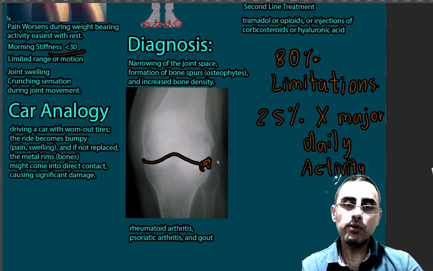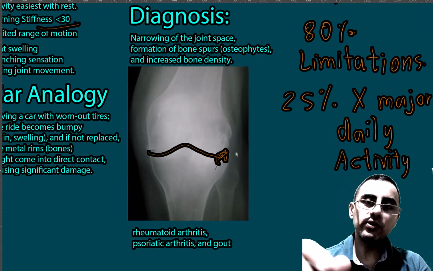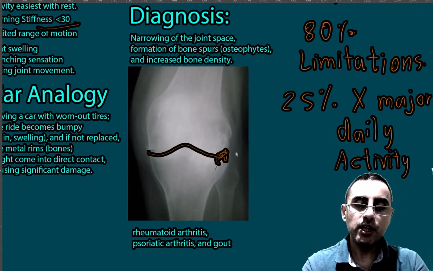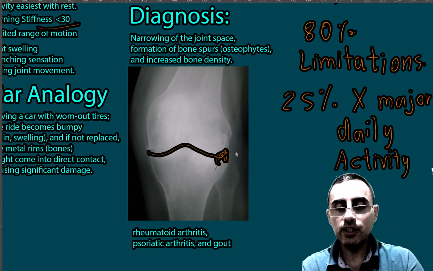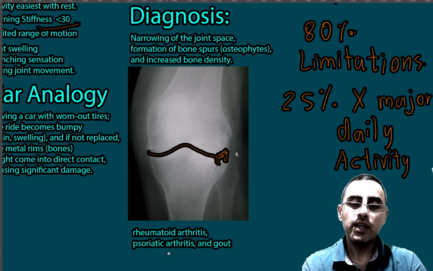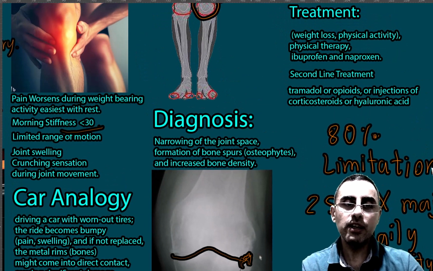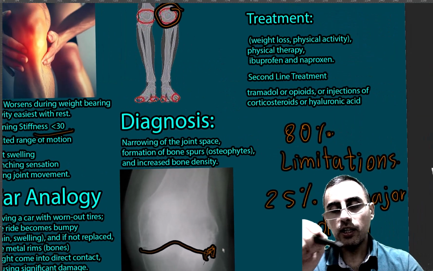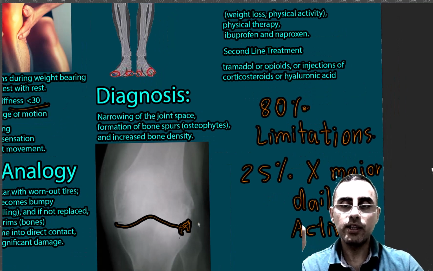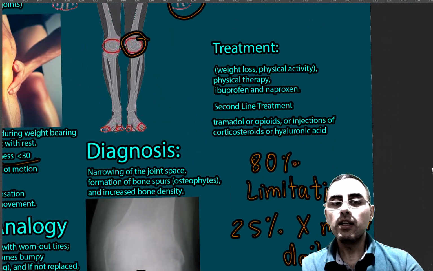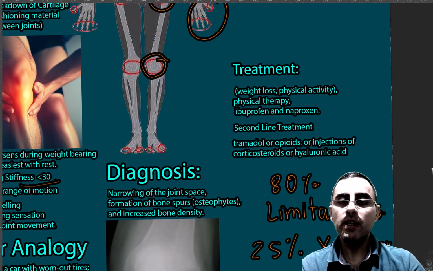So what is differential diagnosis? Differential diagnosis is with rheumatoid arthritis, psoriatic arthritis, and gout. But because osteoarthritis has classical symptoms, it's relatively easy to diagnose, and it's associated with age, of course.